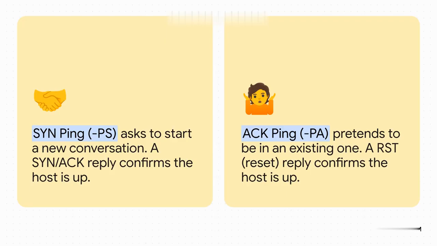Let's compare these two, because it's pretty brilliant. The SYN ping is like asking, hey, can we talk? A yes reply proves the host is there. The ACK ping, on the other hand, is like saying, hey, just continuing our chat, to a system you've never spoken to. The system, totally confused, is going to reply with a reset packet, which basically means, what are you talking about? We're not having a conversation. And that very go away message is proof that it exists. Two totally different approaches both get us the confirmation we need.